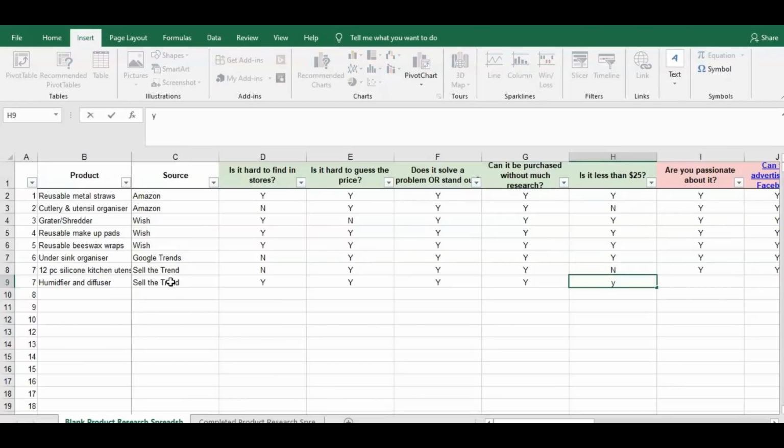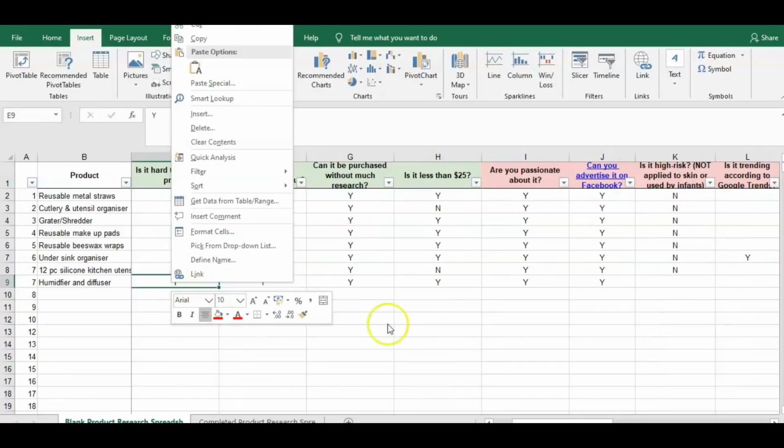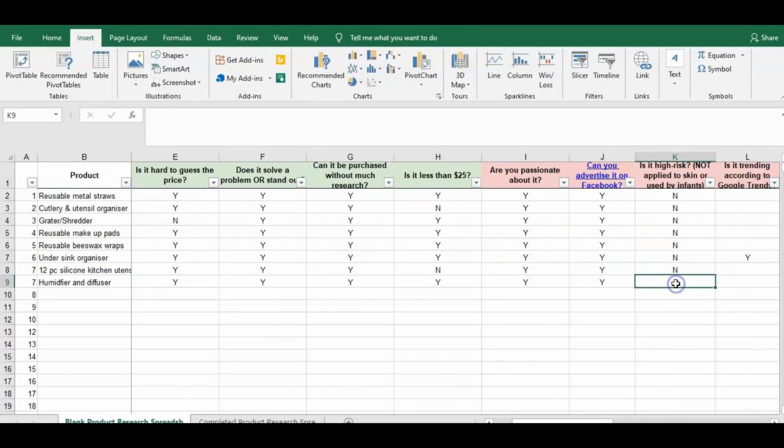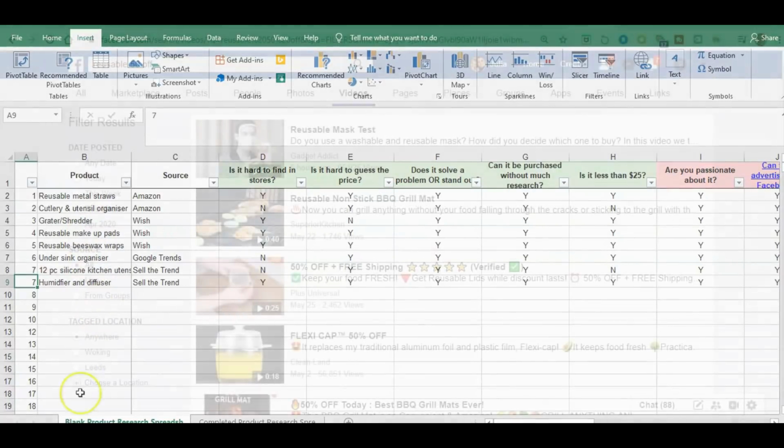It is less than, let's have a look, it is less. I do love them, I certainly need them for my home. You can advertise on Facebook. That's a nice one for a Facebook ad. It's not high risk. I don't know if it's trending, so that's one I need to check out. So you get the idea. This is what we're trying to build up. I've got a few kitchen and home items here, but you could find something else during your search that you find is trending.